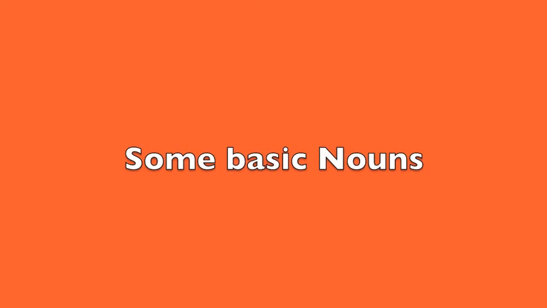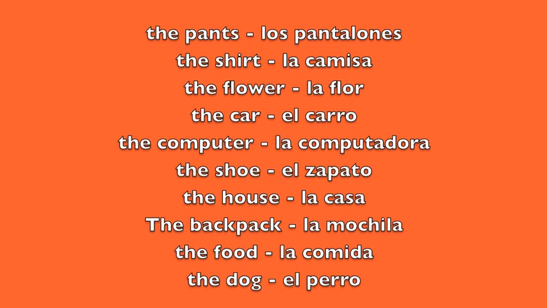Some basic nouns. So here's a list of some other basic nouns you can use. The pants, los pantalones. The shirt, la camisa. The flower, la flor. The car, el carro. The computer, la computadora. The shoe, el zapato. The house, la casa. The backpack, la mochila. The food, la comida. And the dog, el perro. With the double R's, you do need to roll your R's, but I personally can't do that, so.